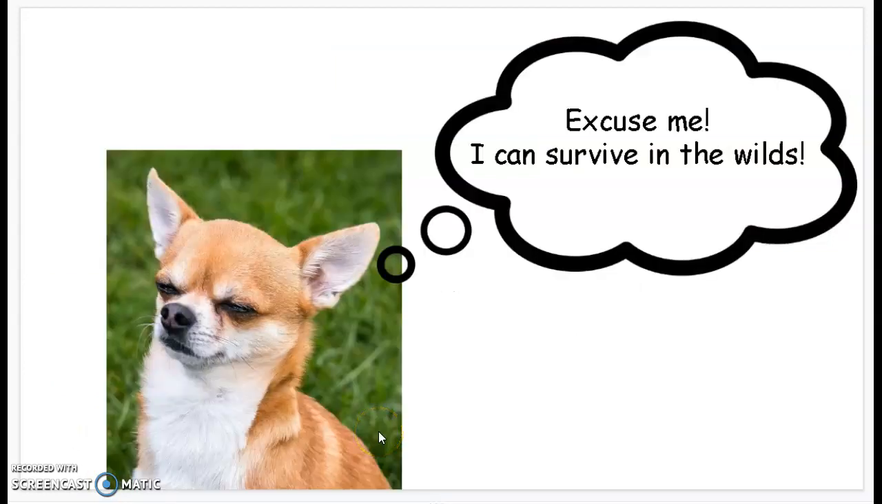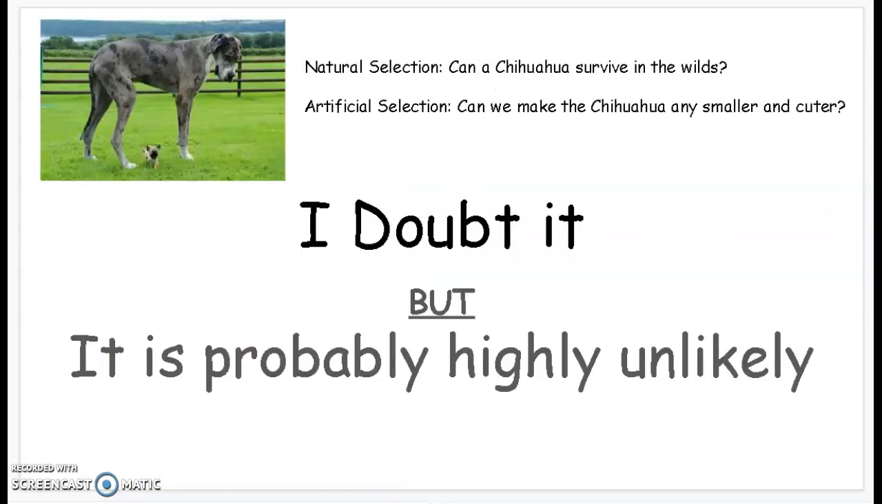Some of you might have been wondering whether yesterday I was hating on the Chihuahua a little too much. For those of you who get this little inside joke, I commend you for watching the video from yesterday. The Chihuahua is trying to say, excuse me, I can survive in the wild. And I'll say, I beg to differ, because I doubt it. But as a person with some degree of reasoning, I will probably change my words. I won't say that it can't. I'll say it is highly unlikely that a Chihuahua can survive out in the great outdoors.